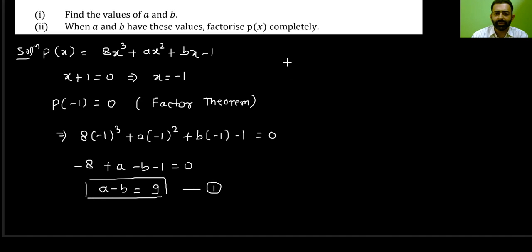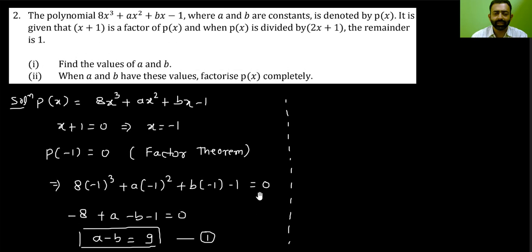Okay, let me write equation number 2 adjacent to this. Now second, it says second condition. Why I'm saying that, let me write the second equation, because the second condition says that when p(x) is divided by 2x plus 1, the remainder is plus 1. So what the remainder theorem says is that putting the linear factor equal to 0, just like we did in factor theorem, you put x equal to minus half back into p(x), you will get the value as 1.